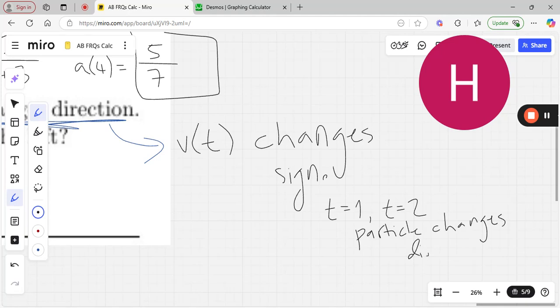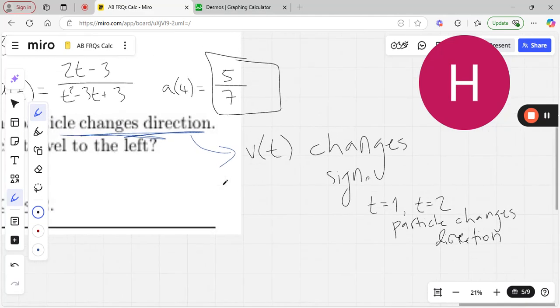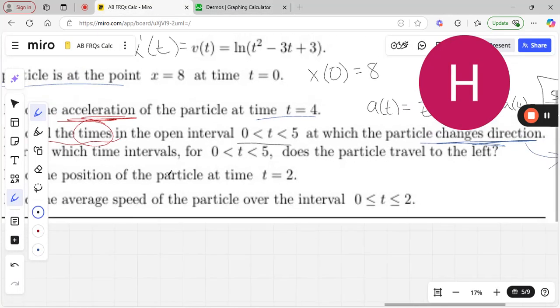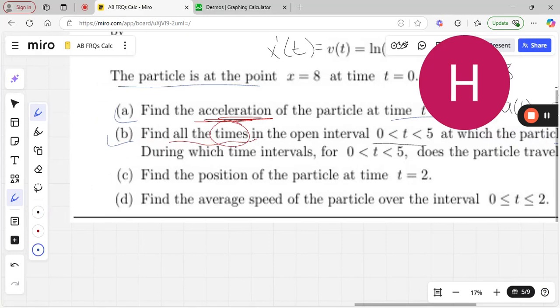It doesn't even ask if it's going forward and then backwards or what. It just asks, when does it change direction? So when v of t changes sign, if you look at the graph of v of t, that's when it goes from positive to negative or negative to positive. Okay, making quick work of this last problem.